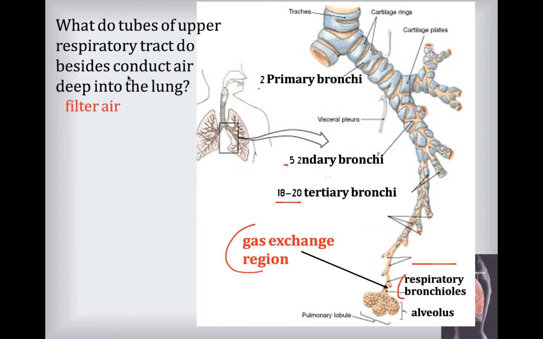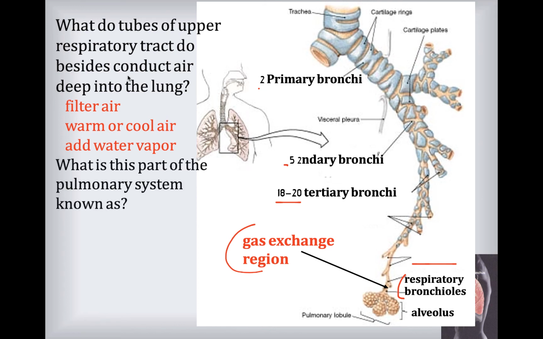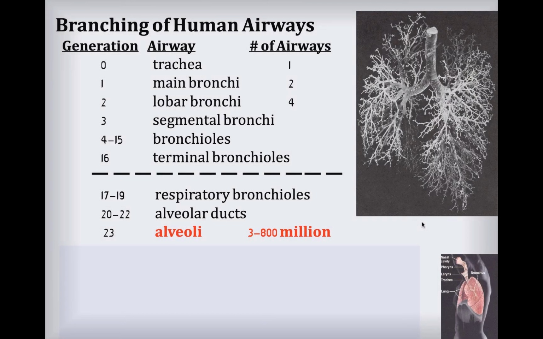But they also filter air, they warm it, and they add water vapor, okay? But since no gas exchange is occurring up here, up above the respiratory bronchiole, we also refer to this part of the lung as the dead space. No gas exchange. No O2 moving from the air into the blood, no CO2 moving from the blood into the air. And so that's the upper part of that.